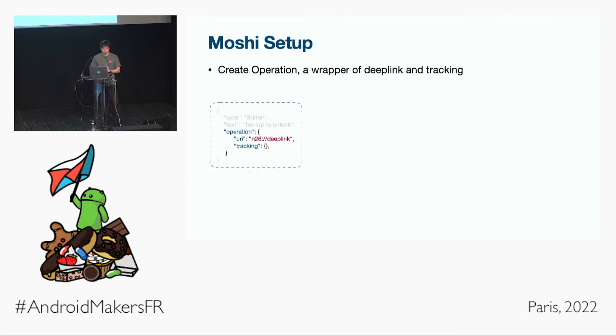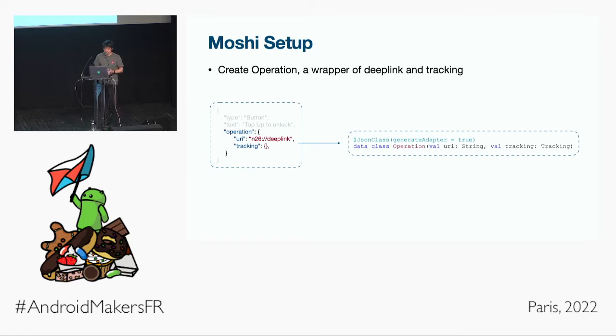We also created this operation to wrap the deep link tracking, so we just need to map this URI deep link and the tracking to an object. That is the operation that contains the URI and the tracking. So we can perform track every time that we perform a navigation.